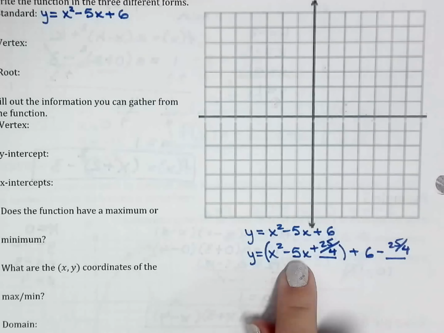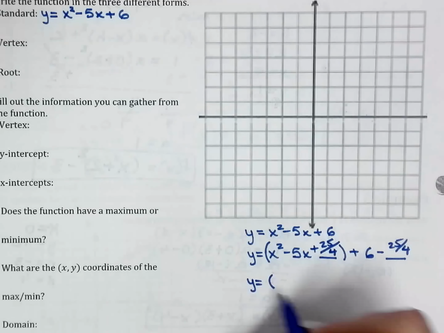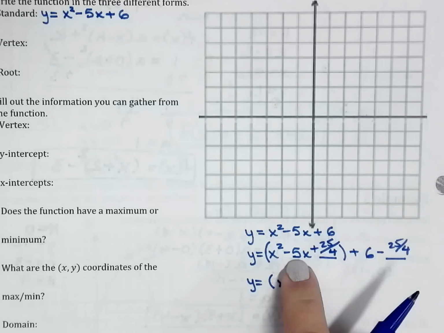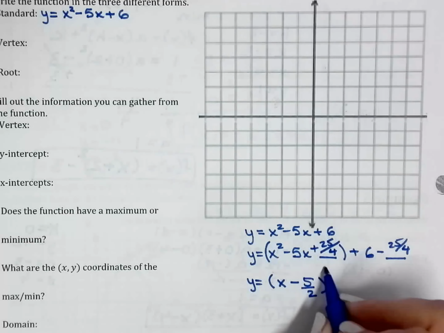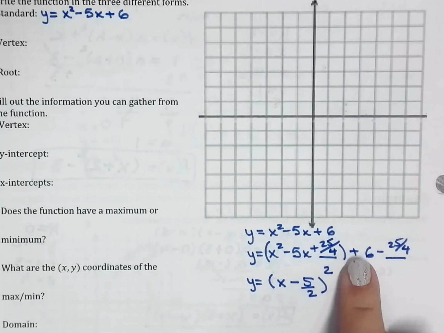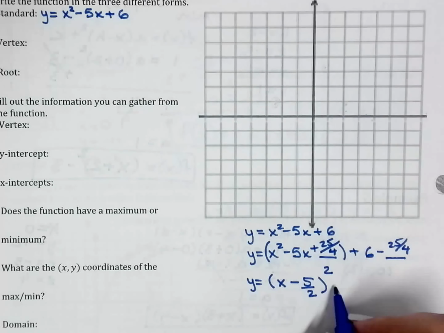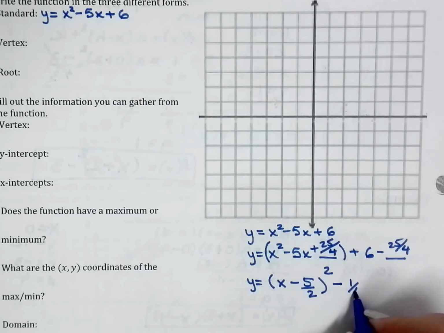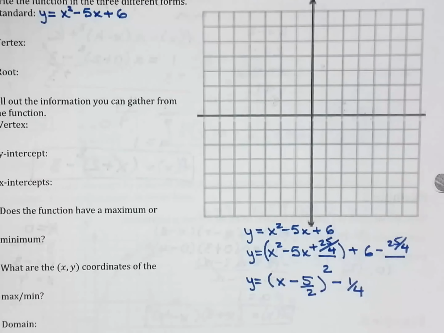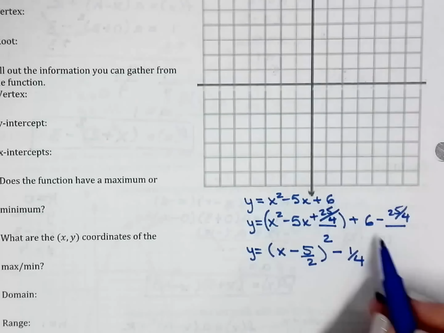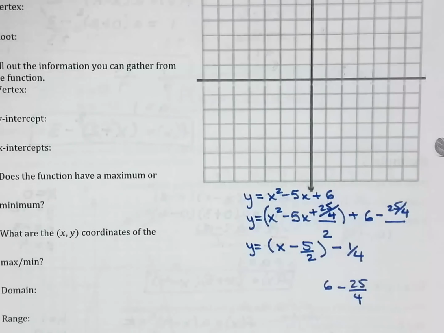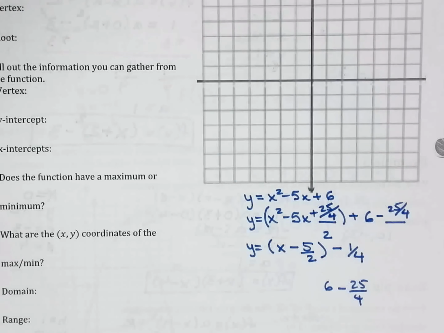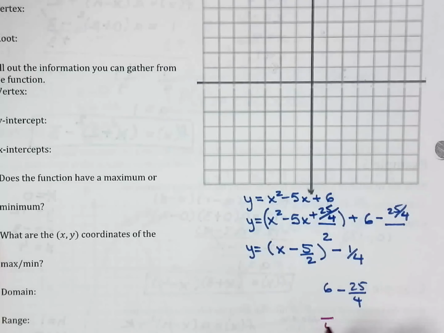Okay, now we're going to factor this. So I have x minus, this is half. So half of this, I have 5 over 2 squared. And then I have to add this up. This is negative 1 over 4. You want me to do it by hand? Okay. So I'm going to do it off to the side. 6 minus 25 over 4. Because they don't have the same denominator, I have to find the common denominator. And the common denominator here is 4.